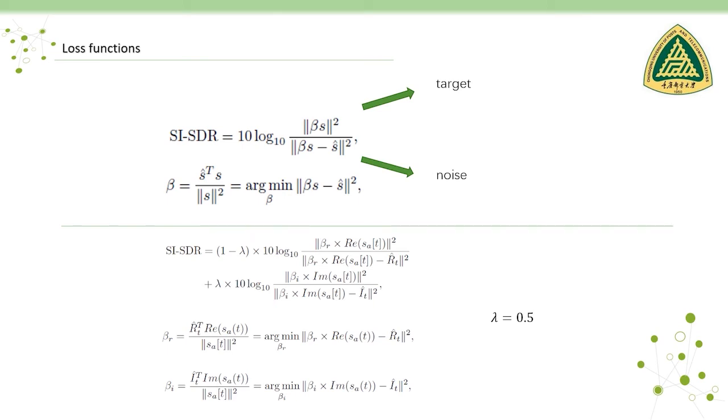The weight of our model is updated by the SISDR loss function. Calculate SISDR from the signal predicted by the model and the clean speech. In SISDR, the numerator is target and the denominator is noise. Obviously, the bigger the SISDR, the better.